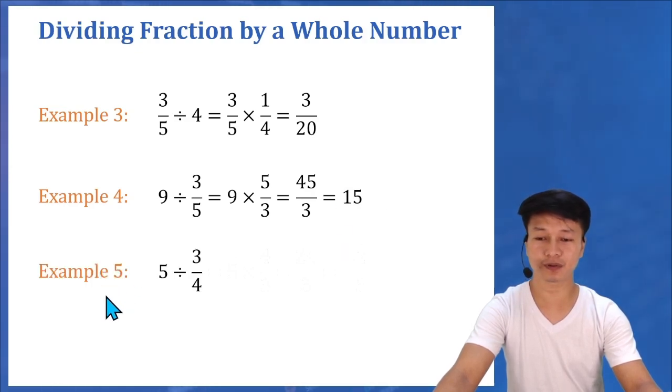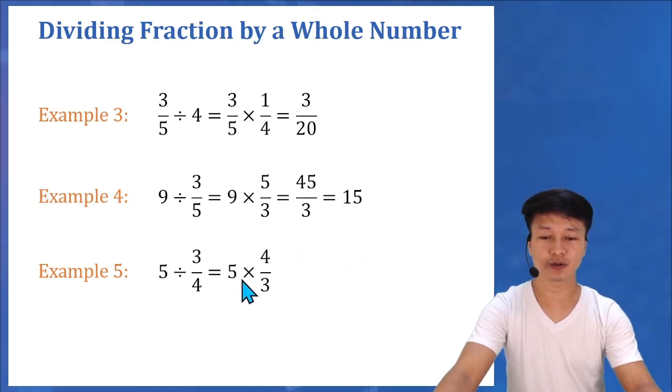Next, example number 5. We have 5 divided by 3/4. Again, just copy 5 to be multiplied by the reciprocal of our second fraction, 3/4, which is 4 over 3. And again, apply the process of multiplying a whole number by a fraction. So 5 times 4 gives us 20 over, 5 has a denominator of 1, so 1 times 3 is 3. So 20 over 3 is our quotient of dividing 5 by 3/4.